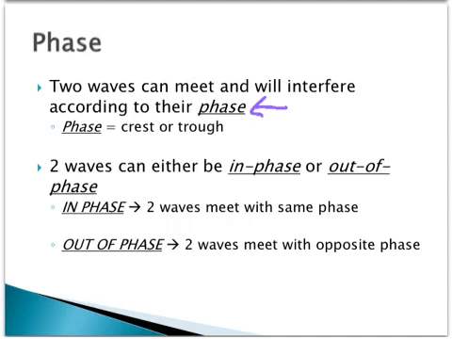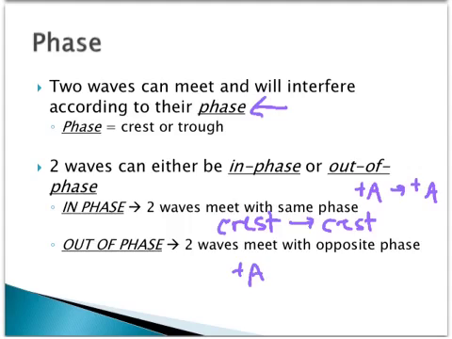In phase means that you have a crest meeting with a crest, or more specifically, a positive amplitude meeting with a positive amplitude. It doesn't necessarily have to be the maximum peak of that crest. You could have a peak interfering with a part of a crest. And then out of phase would be opposite phases. So you have a crest, which is represented by a positive amplitude, meeting with a negative amplitude.